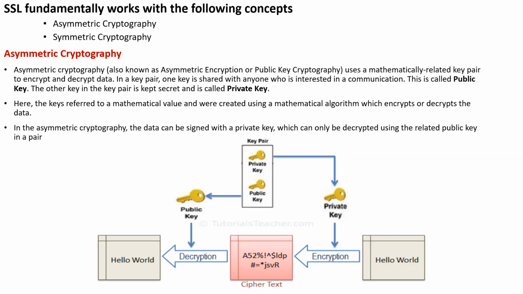The public key is shared with anyone who is interested in communication, whereas the private key is kept as a secret because it is completely private. So it is only available to the concerned request holder, not to all the people who are interested in the communication. Here the keys refer to mathematical values, created using a mathematical algorithm which encrypts and decrypts the data.